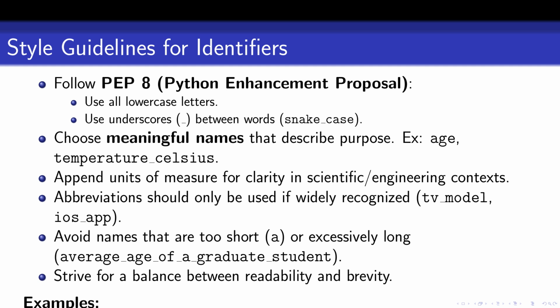A name like temperature_celsius is far more informative than a single letter like T. In scientific or engineering contexts, appending units to variable names can be especially helpful. Abbreviations should only be used if they are very common, such as TV_model. At the same time, names should not be so long that they clutter the code. Striking a balance between descriptive and concise is a skill you'll refine as you program more.